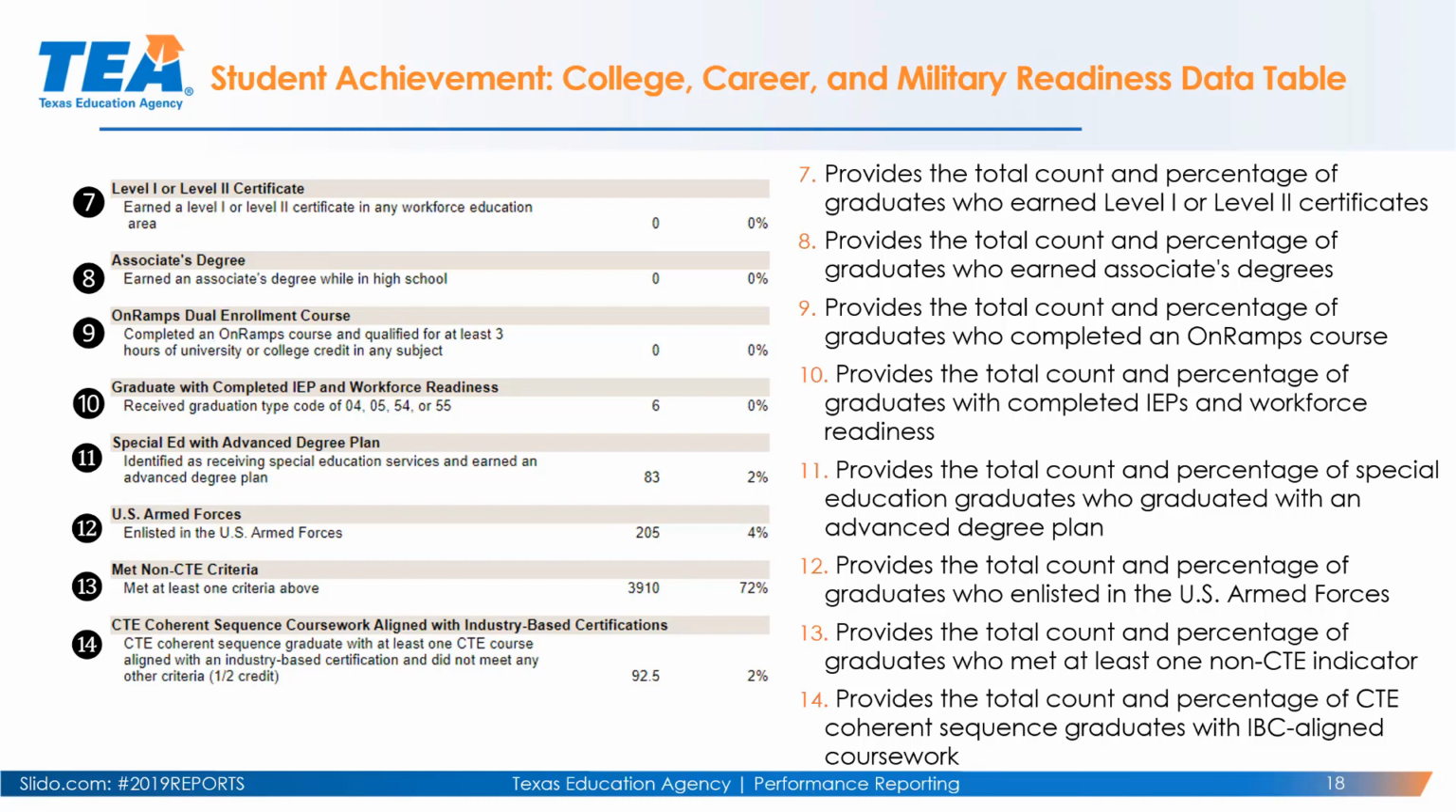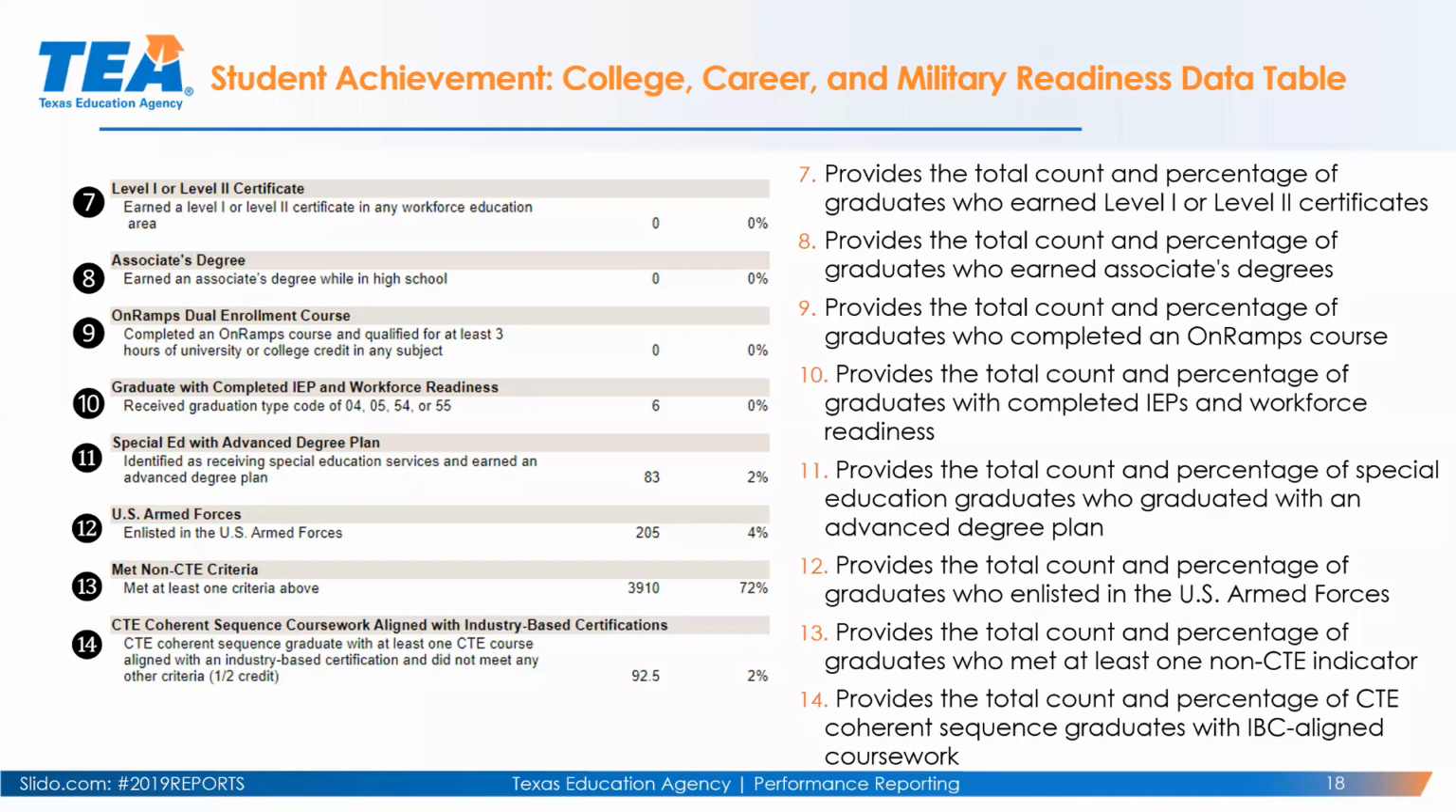Section 10 looks at graduates with a completed IEP and workforce readiness. Specifically for this indicator, we're looking at graduates with a type code 04, 05, 54, or 55. Students who are receiving special education services can be CCMR if they graduate with an advanced degree plan in section 11. Or the graduate could be enlisting in the U.S. Armed Forces. Section 13 looks at a disaggregation of all the students that met the criteria above, like 1 through 12, so they met the non-CTE criteria.